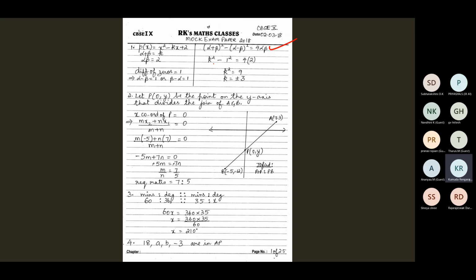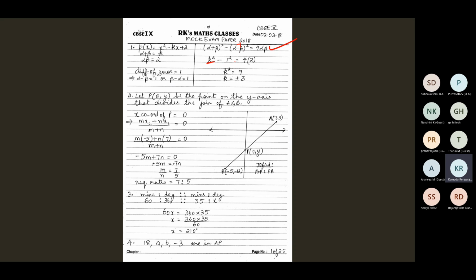Now substitute. What is a plus b? K. So k square minus a minus b the whole square is 1. Whether it is beta minus alpha or alpha minus beta, whether the difference is 1 or minus 1, when you square it, it becomes positive 1.